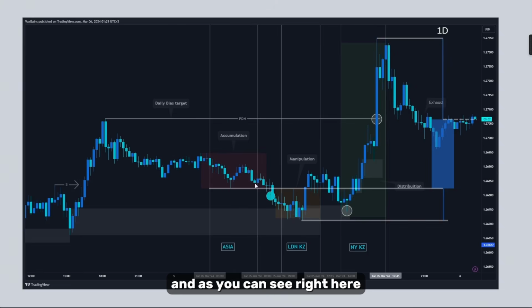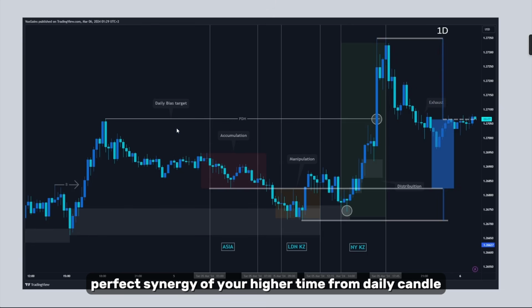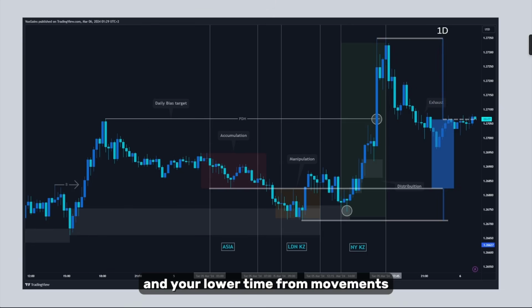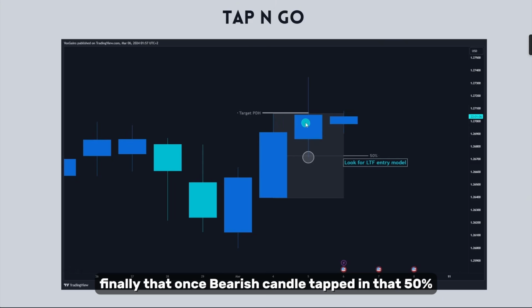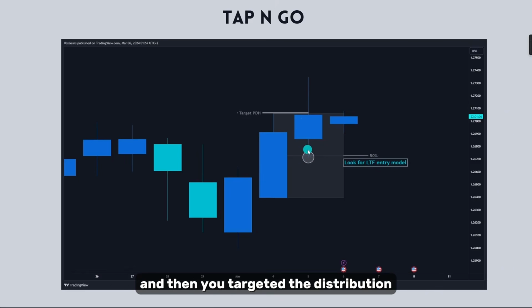And as you can see right here, perfect synergy of your higher time frame daily candle and your lower time frame movements. We have that previous daily high, all right? We then come to the 50% of that area, accumulation in Asia, manipulation in London kill zone, and then distribution in New York kill zone. And then this is all being played out with our daily candle. And once again, finally, that once bearish candle tapped in that 50%, you found your lower time frame entry model, and then you targeted the distribution. That is all you guys need to fully perfect your daily bias.